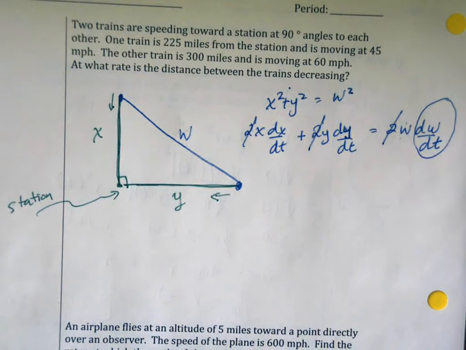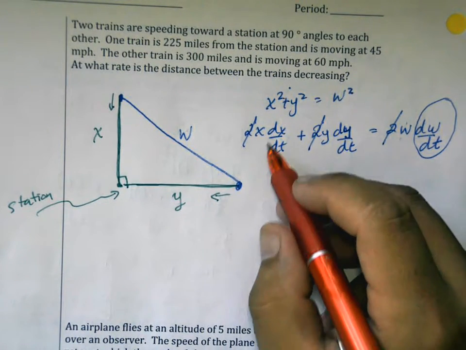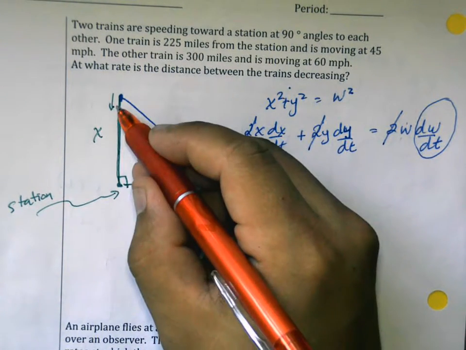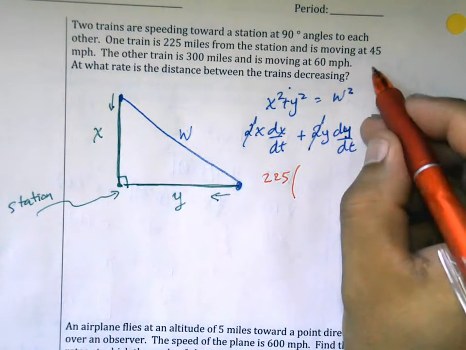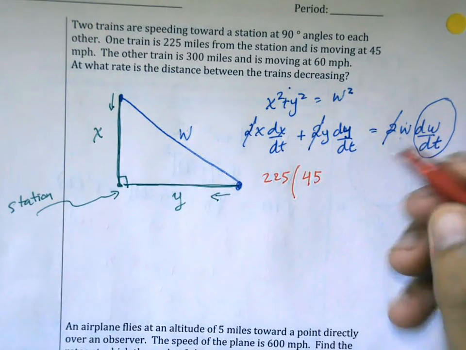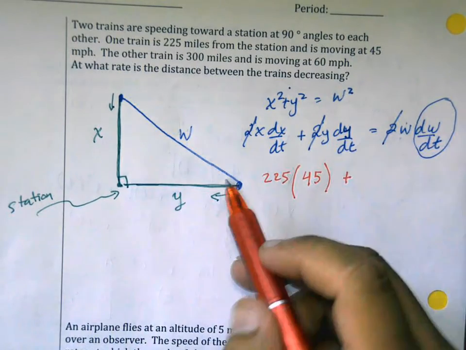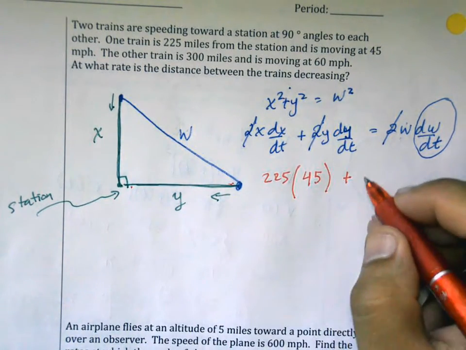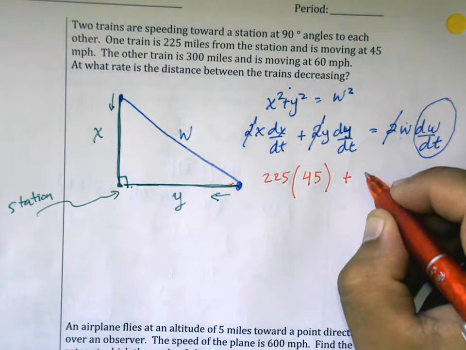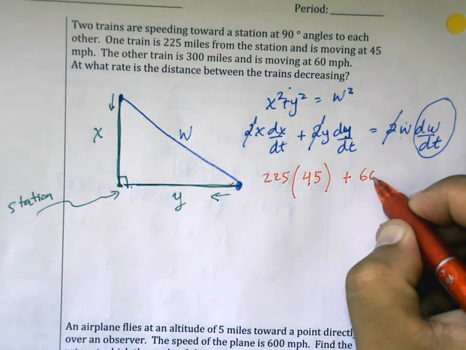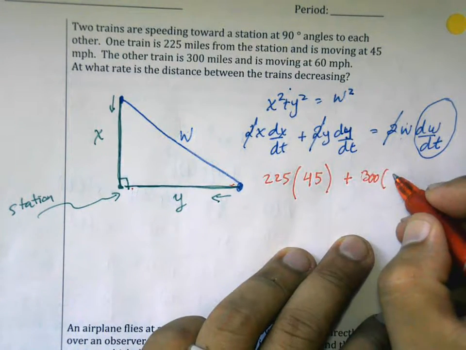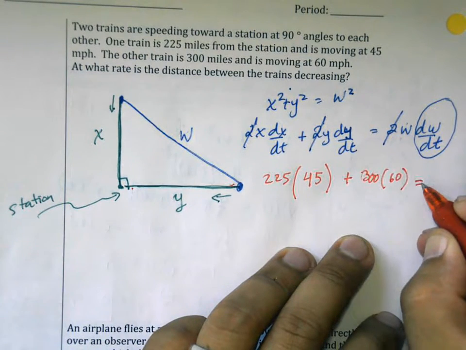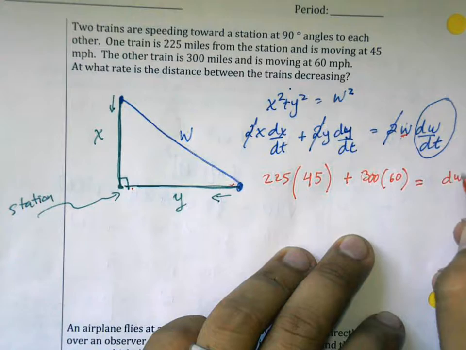So one thing we can do is cancel all the 2's. We could factor that out and divide them out. And now we can use the information in the problem to help us solve. So at this point X, this train here is 225 miles away, and it's moving this distance here at 45 miles per hour. Then this distance here, the distance, rather, is 300 miles. That's Y. And it's changing at a rate of 60 miles per hour. And this is equal to W, whatever that is, times dw/dt.